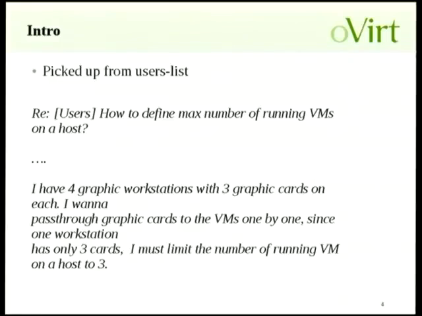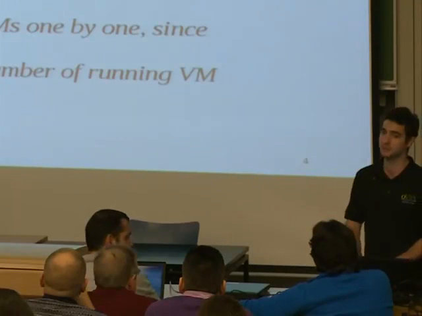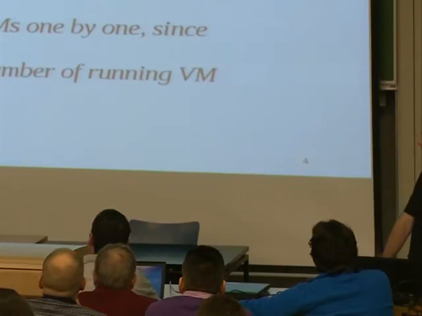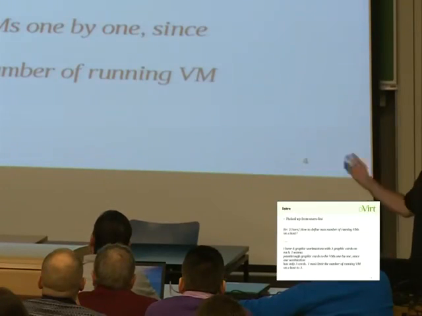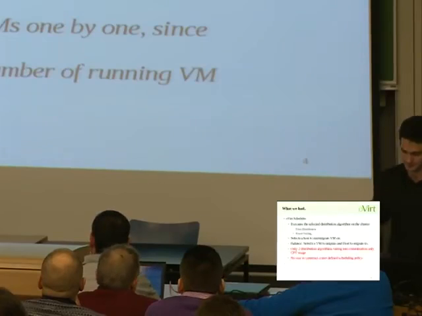Basically, let's see what we've got. A long time ago, we got a question from the users list. I urge you to use that list if you have any questions about oVirt. It's quite active. How can I define a maximum number of running VMs per host? It's pretty trivial, but we didn't support it yet then. So we'll get back to it later. I just wanted to say that you should use the users list.